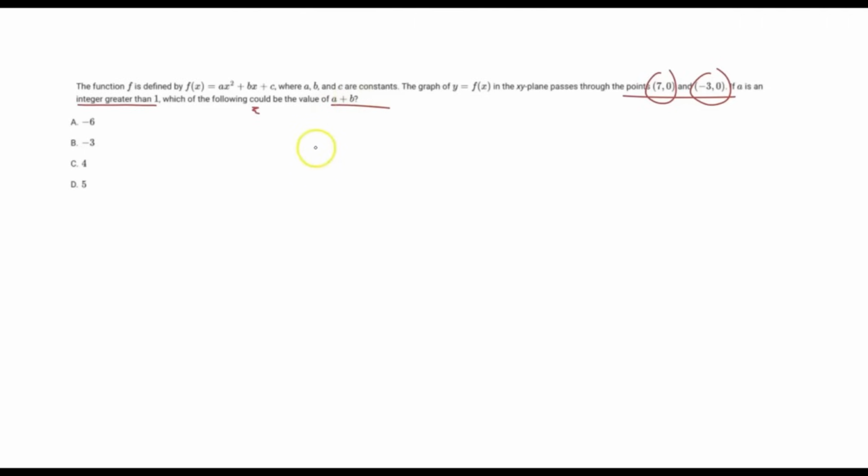So first off, let's just write what we know. So we know f of x is our function, and a is an integer greater than 1, except we don't know what it is, so let's just write a to represent it. However, what we do know are the roots, and that is 70 and negative 30. So when you have these coordinate points as solutions, you can rewrite them in their factored form. So 70 can be rewritten as x minus 7, because when you set this equal to 0, you solve and get positive 7. And negative 30 can be rewritten as x plus 3.